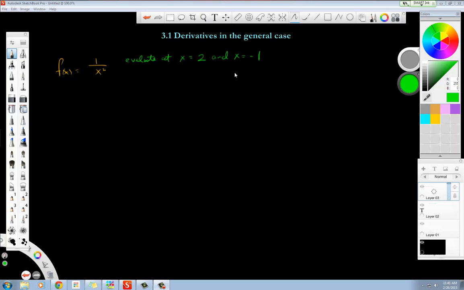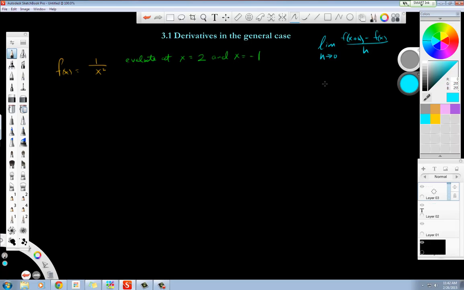Hi there. We're going to do derivatives in the general case of this little function right here in yellow, and we're going to evaluate it at two different x values when we're done. So what we're going to do is the derivative formula, which I'll put over here in blue, and that is of course the limit as h goes to 0 of f of x plus h minus f of x over h.